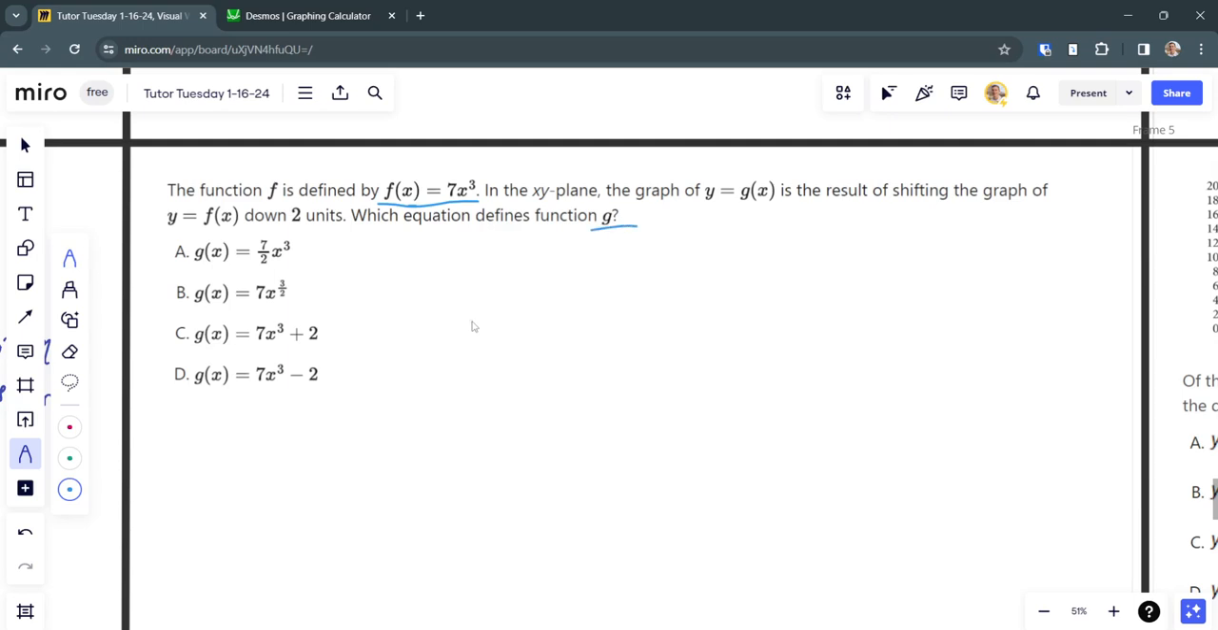So what defines g? Well, a shift down 2 units can be represented as a shift in the y down 2. So if y equals f of x, g of x is just y minus 2, or f of x minus 2. Or substituting in the actual definition for f of x, that would just be 7x cubed minus 2, which is answer choice D. Not really too much math over there. You just have to know how your different transformations affect your equation.